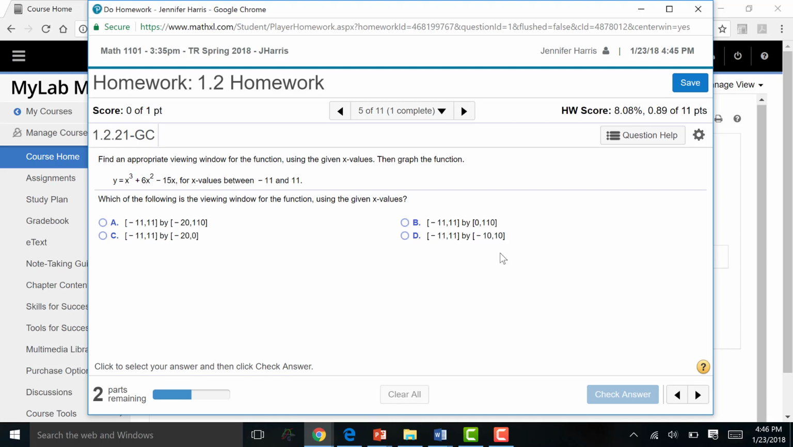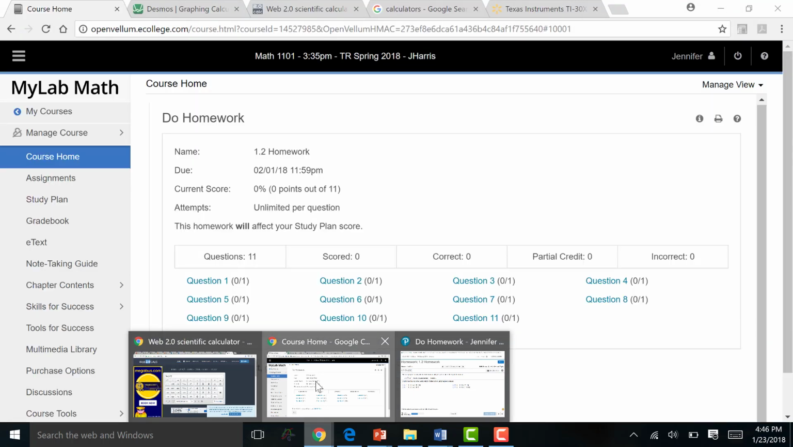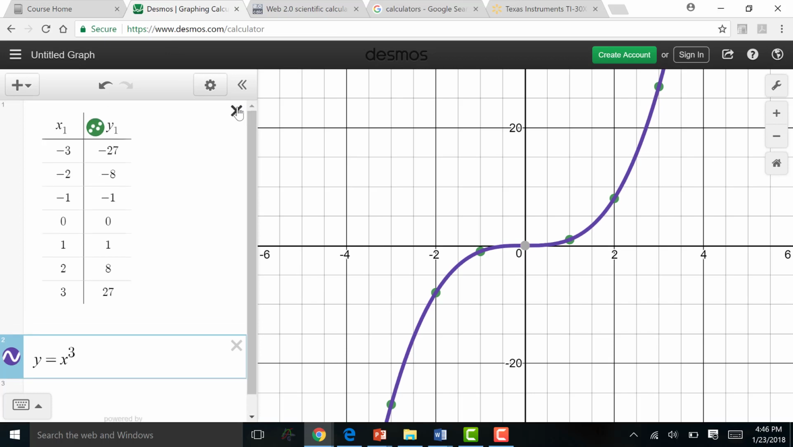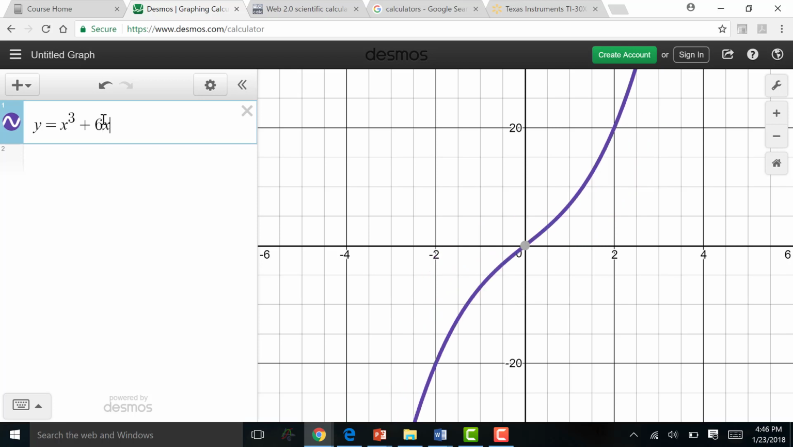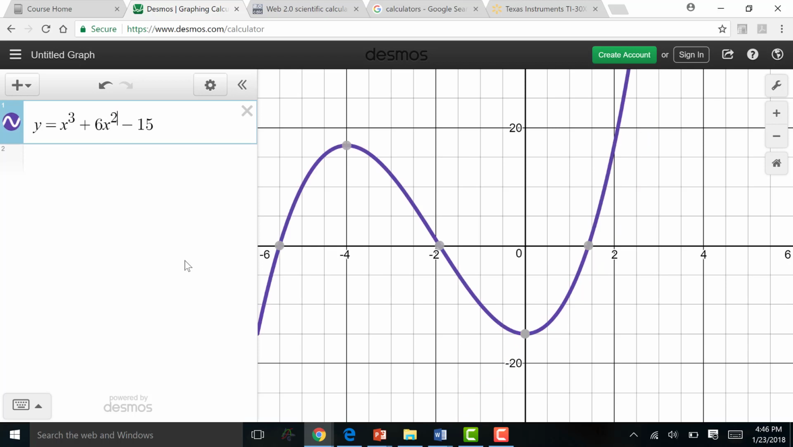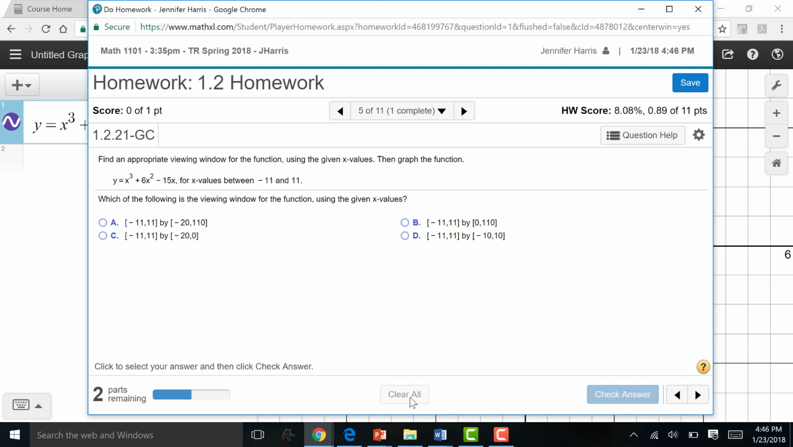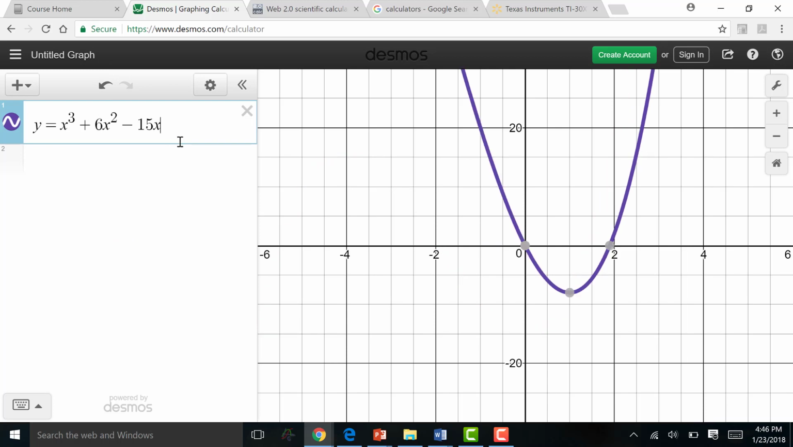So literally what I'm wanting you guys to do is take this equation, x cubed plus 6x squared minus 15x. Let me go back to Desmos. Let me delete what I have here. Let me see if I got this one typed in right. Hold on, let me go back to the homework real quick. All right, that was plus 6x squared minus 15x. There's your equation.